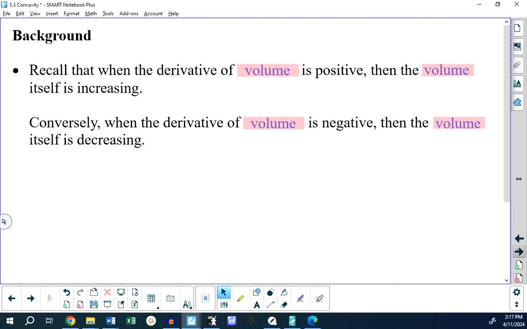So it could be volume. I could be saying the derivative of the volume is positive. Well, that means the volume is increasing. If I say the derivative of the volume is negative, then the volume is decreasing. And we use this idea, and we have used this idea, to find out where volume is max. Because we're interested in where it stops increasing and where it starts decreasing, and that's where the derivative changes from being positive to negative. Right? So again, if the derivative of a thing is positive, that thing is increasing.